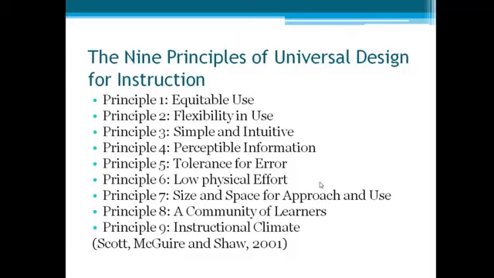The 9 principles of universal design for instruction. From these findings, Scott, McGuire, and Shaw, 2001, identified 9 principles of universal design for instruction. They are 1. Equitable use, 2. Flexibility in use, 3. Simple and intuitive, 4. Perceptible information, 5. Tolerance for error, 6. Low physical effort, 7. Size and space for approach and use, 8. A community of learners, and 9. Instructional climate.